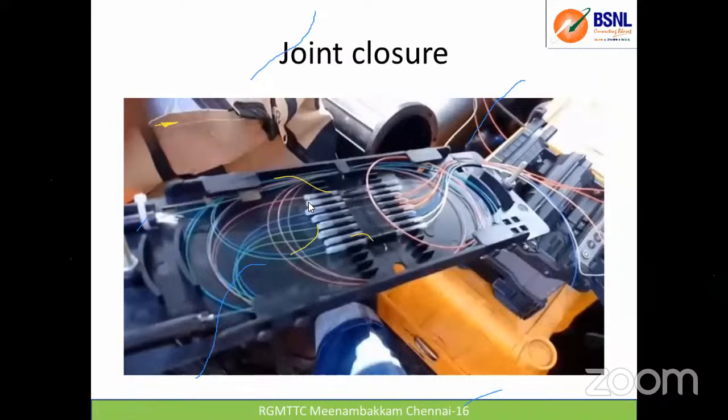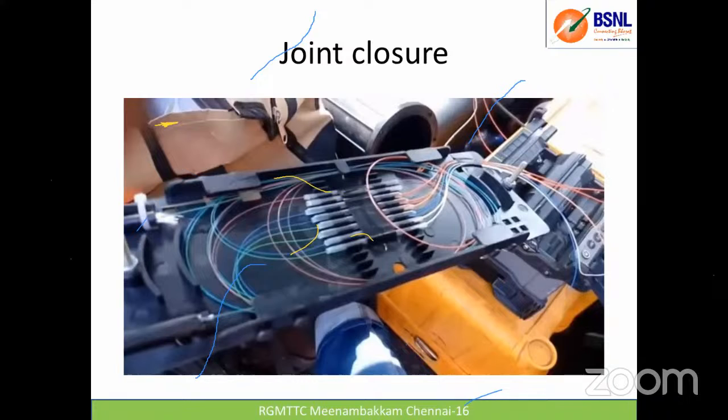Before splicing, they will insert a sleeve that looks like a refill pin in one end of the fiber. After splicing, they will move the sleeve to the spliced end. We cannot leave the spliced fiber in the open. It is not advisable, because there may be a chance of damage to the fiber cable.